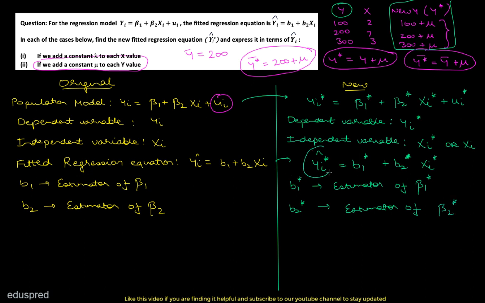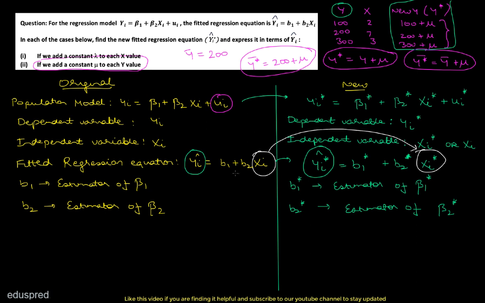We have to find the relationship between this and this. So we have to write yi star hat in terms of yi hat. To do that, we are going to find the relationship between b1 star and b1, b2 star and b2, and xi star and xi. Actually, there is no need to find the relationship between xi star and xi because we already know that these two are one and the same thing, because there are no changes to the independent variable over here. So we already know that these two are same.